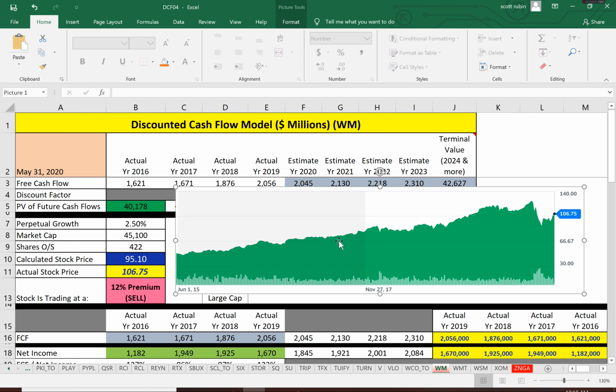Some companies make no money, so their intrinsic value is nothing. But yet their stocks are through the roof because people see the future of the company as better than the current or the past. Everybody has their own opinion on a stock, on a company, but this is my model, it's my opinion.